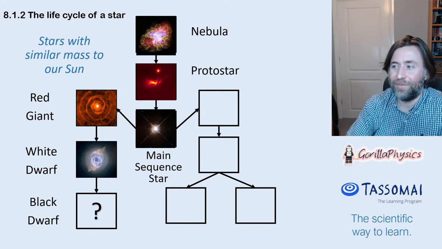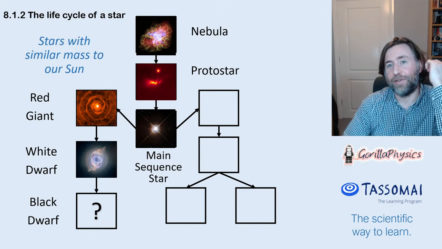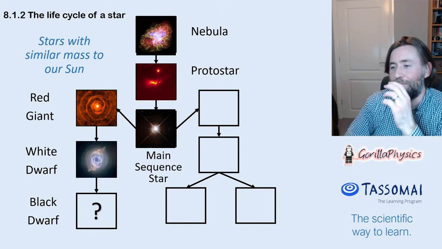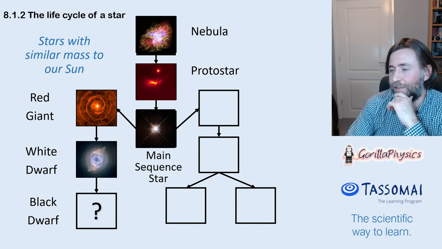And finally, it will become a black dwarf, but A, we can't take a photo of them because they don't give any light, and B, the universe isn't even old enough for these things to happen, okay.